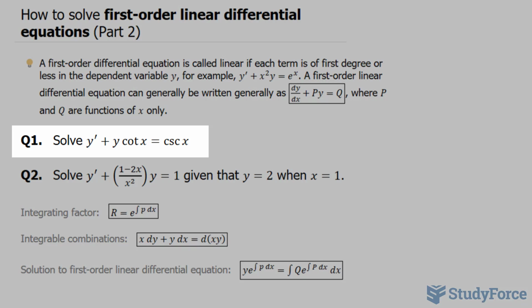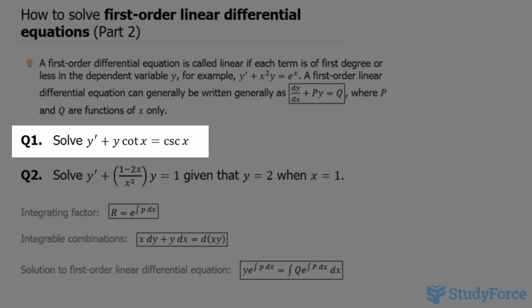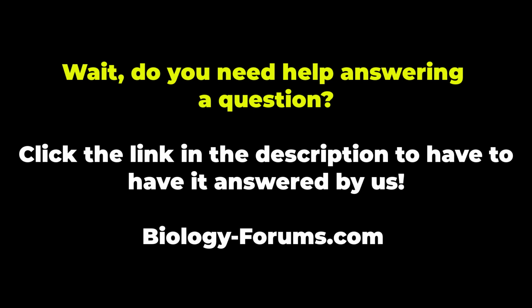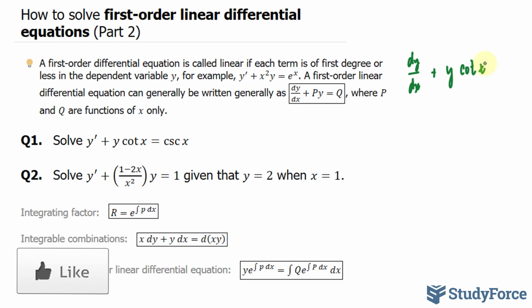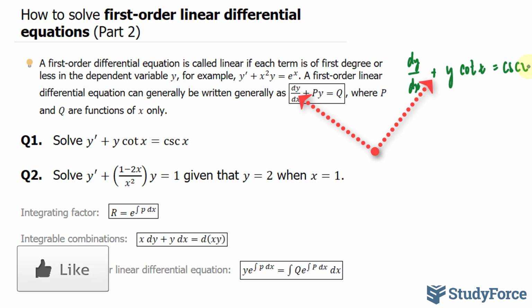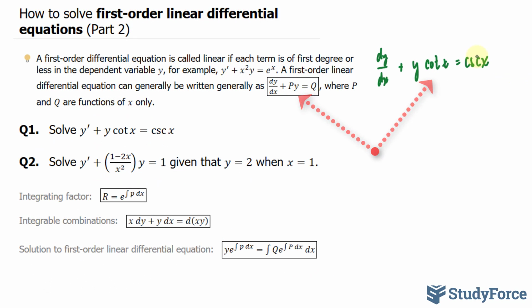In question 1, they want us to solve y prime plus y times cotangent x is equal to cosecant x. Notice that this equation does not have dy over dx, so our first step will be to change y prime into that. Let's go ahead and do that. We have dy over dx plus y cotangent x is equal to cosecant x. From here, it's very obvious that p is equal to cotangent x and cosecant x is our q. So this is our p and this is our q.